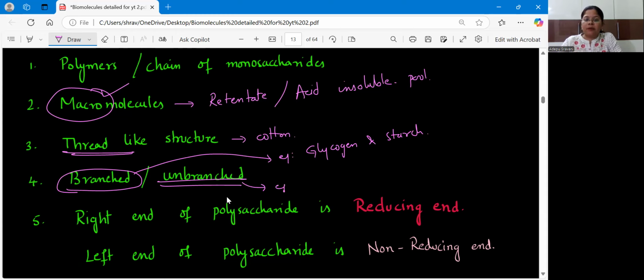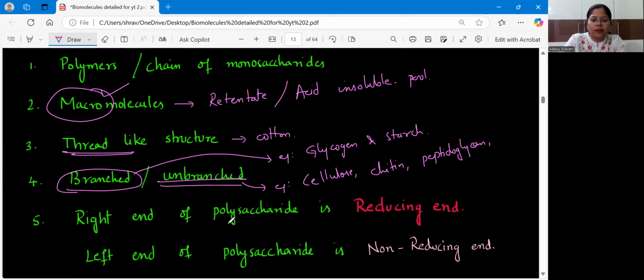Unbranched examples will be cellulose, chitin, peptidoglycan. Okay, so these are the examples for unbranched polysaccharides.